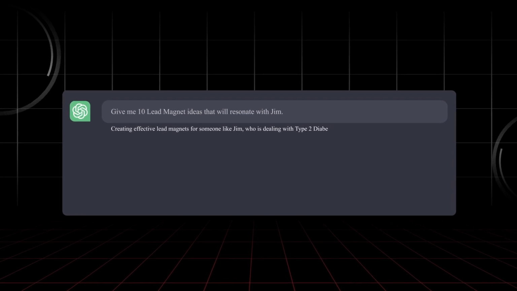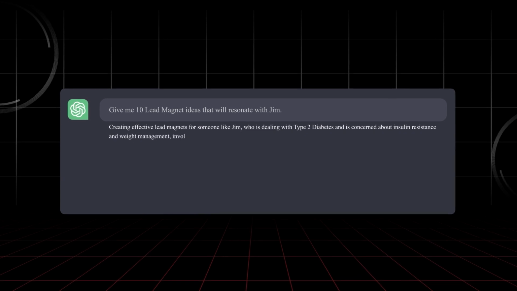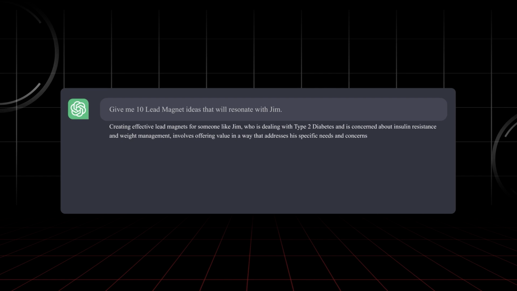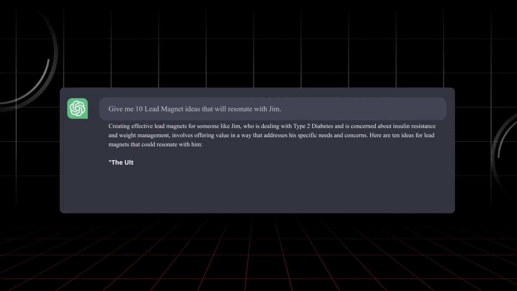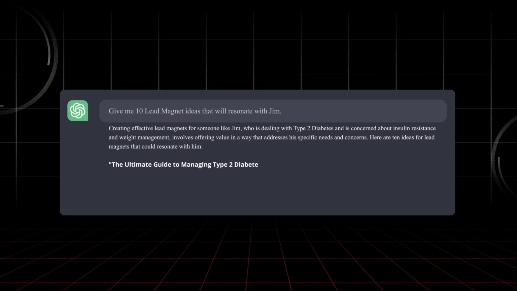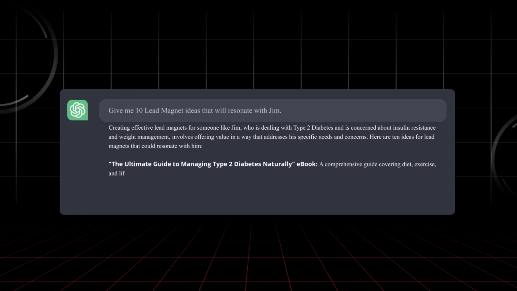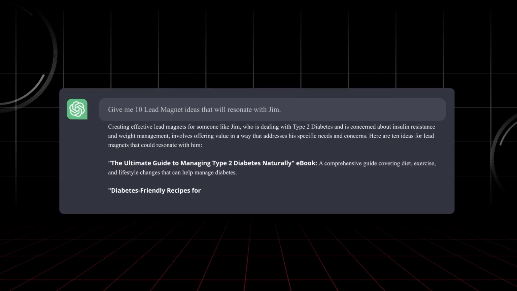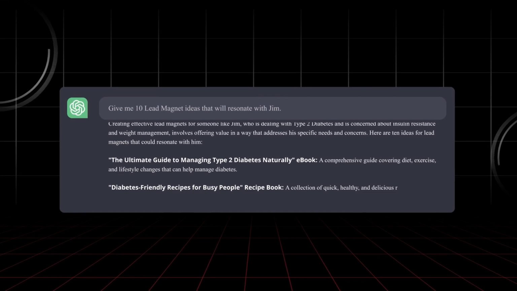Okay, so that's my copywriting prompt. So ChatGPT comes back and it says, creating effective lead magnets for Jim, dealing with type 2. You see how it always comes back just to make sure that, hey, are we on the same page? Are we in sync? Okay, so it has something like the ultimate guide to managing type 2 diabetes naturally. It's an ebook. Okay, I kind of like that. Diabetes-friendly recipes for busy people.